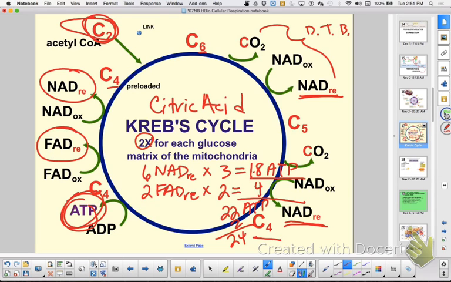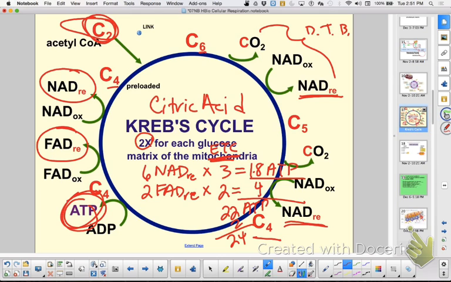Yes? So the NAD making 3 ATP and the FAD making 2, that's the part that happens twice? The Krebs cycle happens twice. So when it says NAD times 3, oh, this happens twice. This would be at the bank of the ETC. When I go to the electron transport chain, let me jump there.